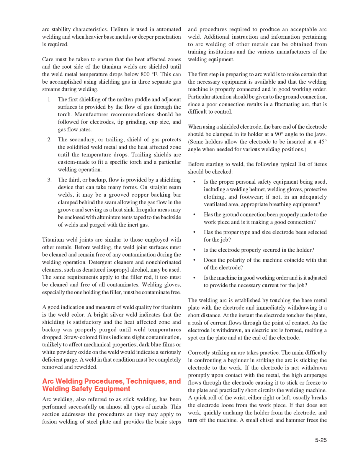2. The secondary, or trailing, shield of gas protects the solidified weld metal and the heat-affected zone until the temperature drops. Trailing shields are custom-made to fit a specific torch and a particular welding operation. 3. The third, or backup, flow is provided by a shielding device that can take many forms. On straight seam welds, it may be a grooved copper backing bar clamped behind the seam allowing the gas flow in the groove and serving as a heat sink. Irregular areas may be enclosed with aluminum tents taped to the backside of welds and purged with the inert gas.